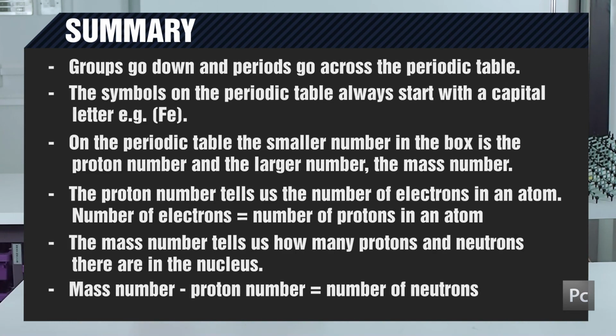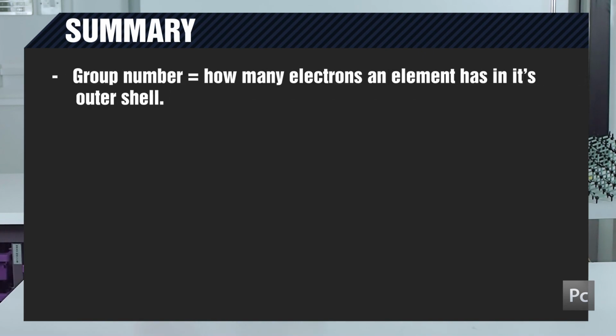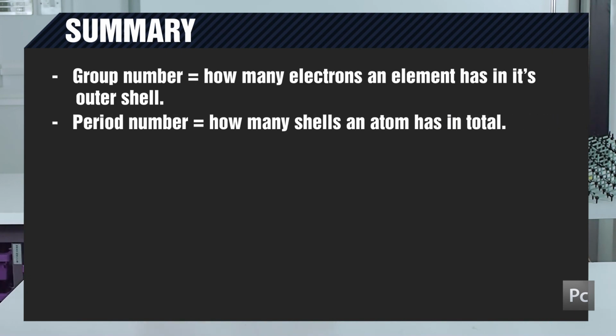The group number tells you how many electrons the element has in its outer shell, and the period number tells you how many shells the atom has as well. Do take the time to learn these facts and practice using the numbers on the periodic table for yourself.